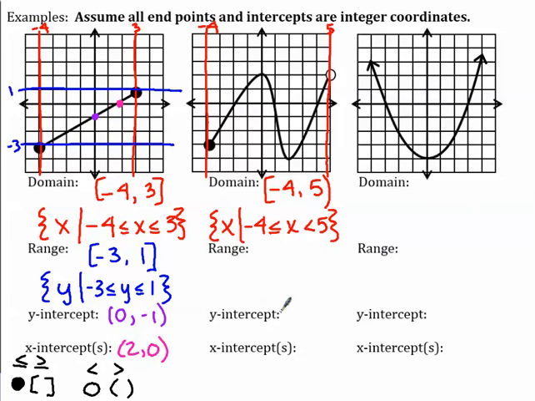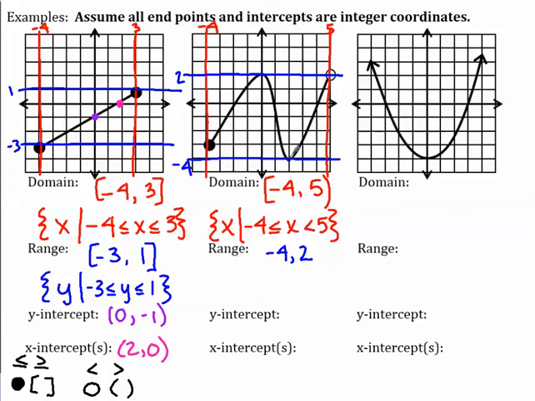Then for the range, we're going to look at how low the graph goes. So the lowest point is here, which is not one of the endpoints, and that's okay. And that's at -4. The highest point on the graph is here, which is 2. So our range is going to be from -4 to 2.